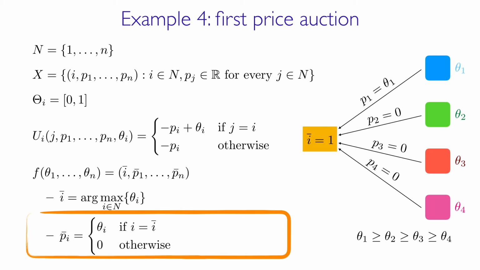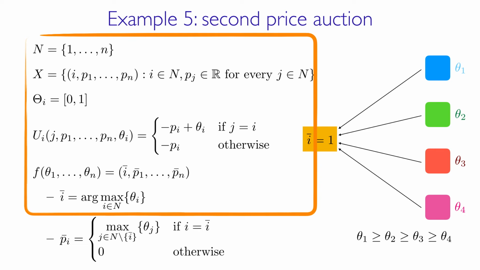The payment of player i is 0 if such a player is not the winner, while it is the type of the player otherwise. Thus, the winner, that is player 1 in the slide, pays exactly her type to the auctioneer, that is θ1.